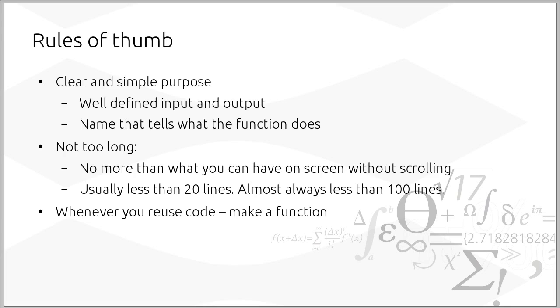There are a few rules of thumb that you should consider when writing functions. First of all, your functions should have a clear and simple purpose. It should be well defined what the inputs are and what the output is. The function name should be very descriptive and telling of what the function does. The function shouldn't be too long. Usually you shouldn't have more than what you can have on screen without scrolling inside a function. Usually that would be less than 20 lines, but almost always less than 100 lines. Of course, there can be arguments sometimes to have longer functions than that, but these are the rules of thumb.